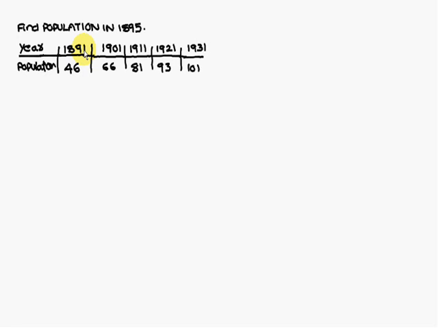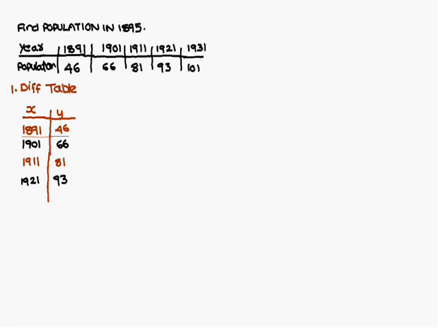So here 1891 you know, 1901 you know, but you don't know the population in 1895. So using Newton forward interpolation we have to find out the population in 1895. First we have to construct a difference table for the given data. I have taken the x column as the year and the y column as the population. So in 1891 it is 46 lakhs. Similarly you have to write, in 1901 it is 66 lakhs, in 1911 it is 81 lakhs, 1921 it is 93 lakhs, 1931 it is 101 lakhs.